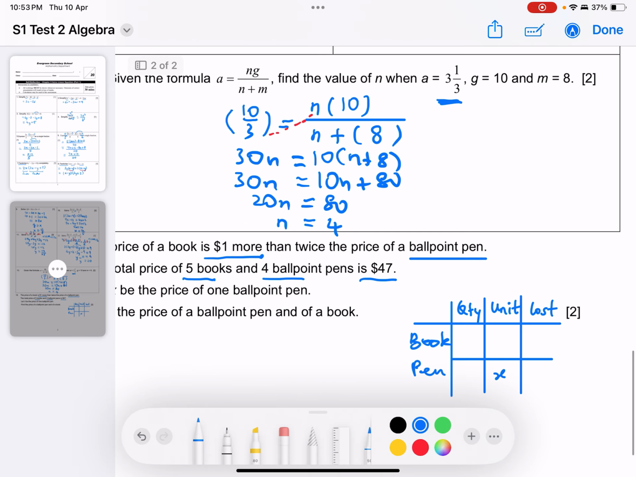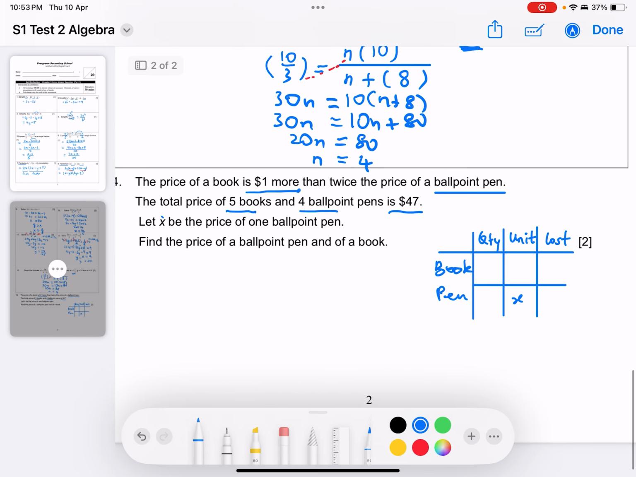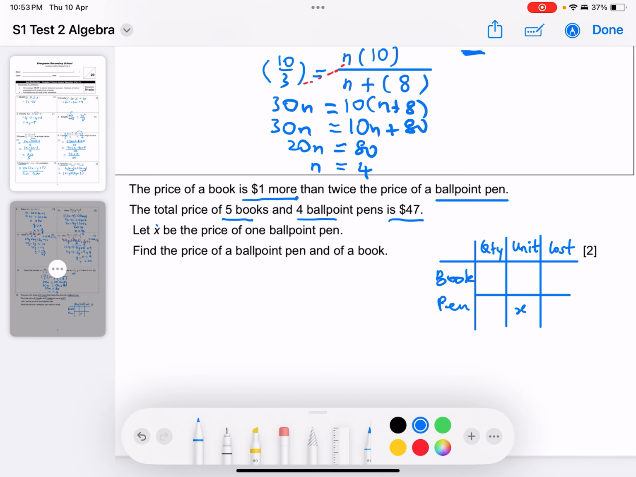Now the last sum is a problem sum. And for problem sums, we always draw a diagram to represent the information. The price of a book is $1 more than twice the price of a ball pen, and X is the price of a ball pen. So looking at the table, X is the price of the ball pen, and the price of the book is twice the price of a pen plus $1. So it's 2x plus 1. And now we look at the total, which gives us the equation.